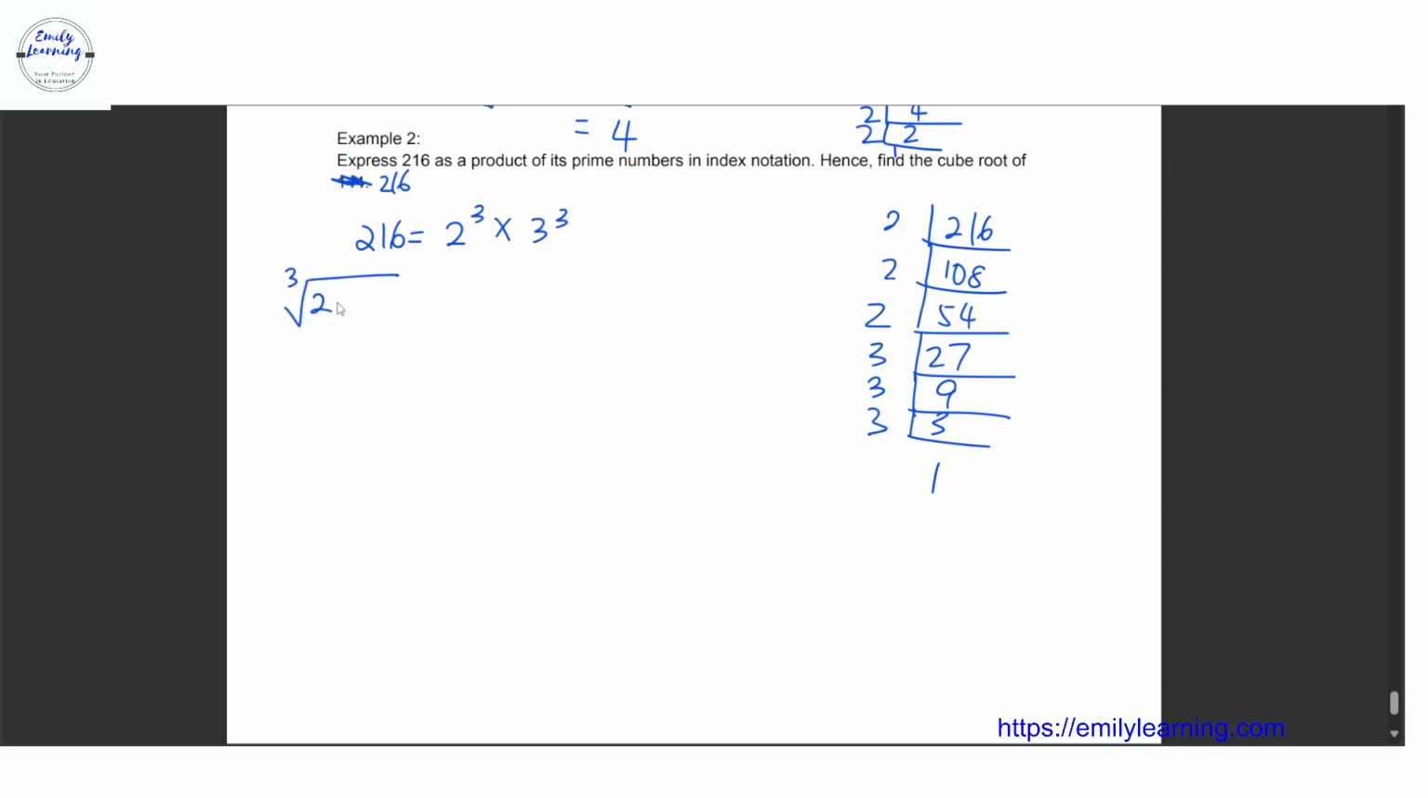Now I'm going to cube root 216, which can be written as 2 cubed times 3 cubed. When we cube root something, we divide the index of each of these index notations by 3. For 2 cubed, I divide the power 3 by 3. 3 divided by 3 is 1, so I'm left with 2. Next, for 3 cubed, I divide this power by 3. 3 divided by 3 is 1, so I'm left with 3. So the cube root of 216 is 2 times 3, which gives us 6.